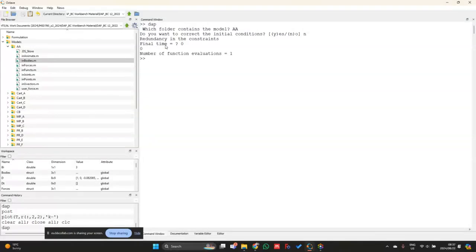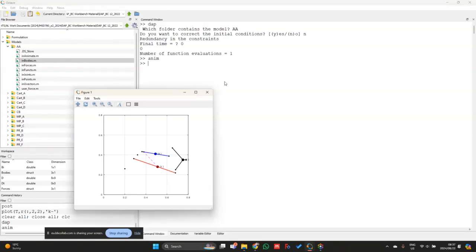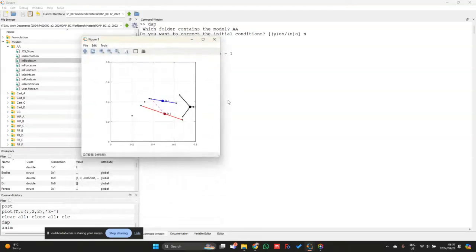So whenever I set the final time equal to the starting time, it sees it as a static analysis that it's doing, or an analysis at that specific point. Okay, so now I'm just going to execute anim again. And now we can see that these constraints have indeed broken.